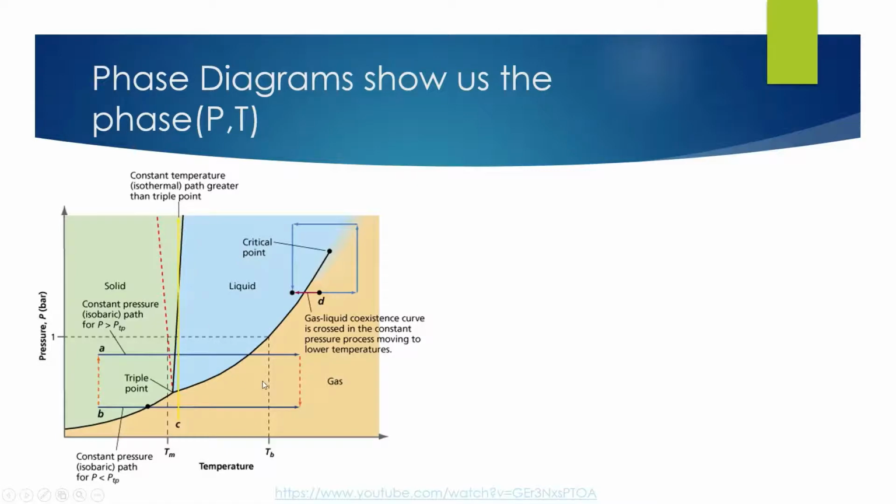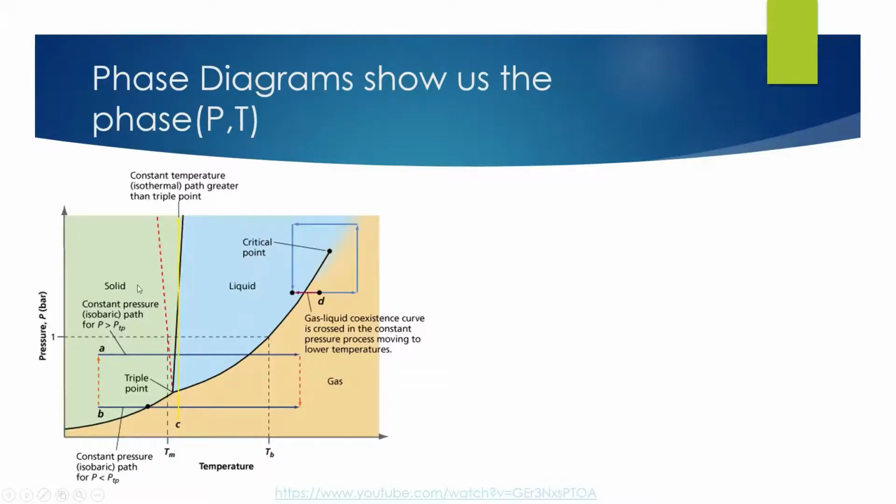If I were at a point right about here, I would only be in the gas phase. Here I would be in the solid phase, here in the liquid phase. These regions are separated by boundaries, and these are called coexistence curves. So at any point along this coexistence curve, I would have solid and gas present in my sample. Here I would have liquid and gas, and here I would have solid and liquid.